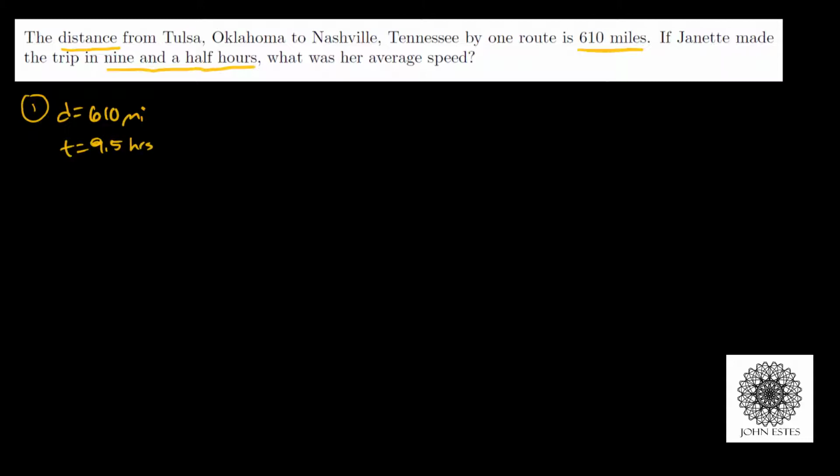If you want to use fractions, you can. That's 9.5 hours. Or if you don't like mixed fractions, like I don't, you can say that's 18.5 plus 1/2 gives you 19 over 2 hours. So those are all representing the same thing. And the question we're asking for is our average speed. So that's my rate. That's what I'm looking for.